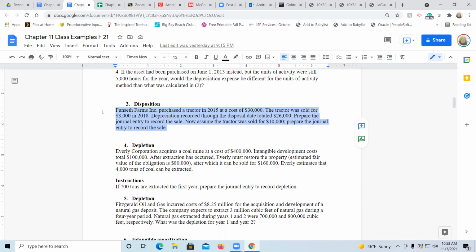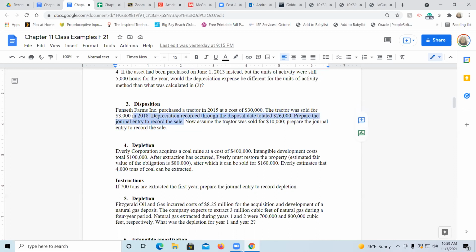So Fanseth Farms Inc. purchased a tractor in 2015 at a cost of $30,000. The tractor was sold for $3,000 in 2018. Depreciation recorded, so you see how here it says through the disposal date. That means that they recorded depreciation right up to the point of sale, which is what they're supposed to do. So the depreciation total, $26,000. Prepare the journal entry to record the sale.